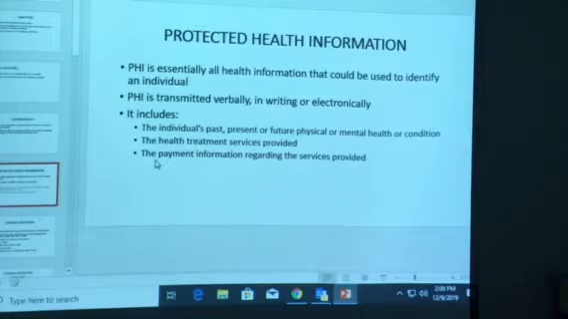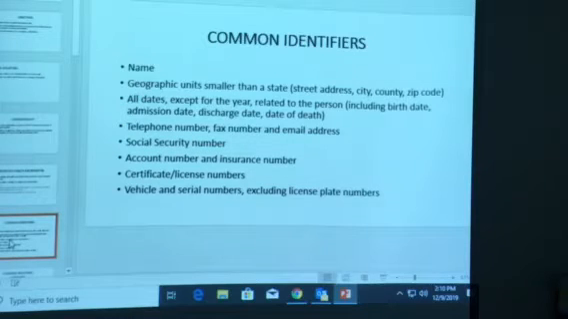Protected health information. PHI is essentially all health information that could be used to identify an individual. PHI is transmitted verbally, in writing, or electronically. It includes the individual's past, present, or future physical or mental health or condition, the health treatment services provided, and the payment information regarding the services provided.